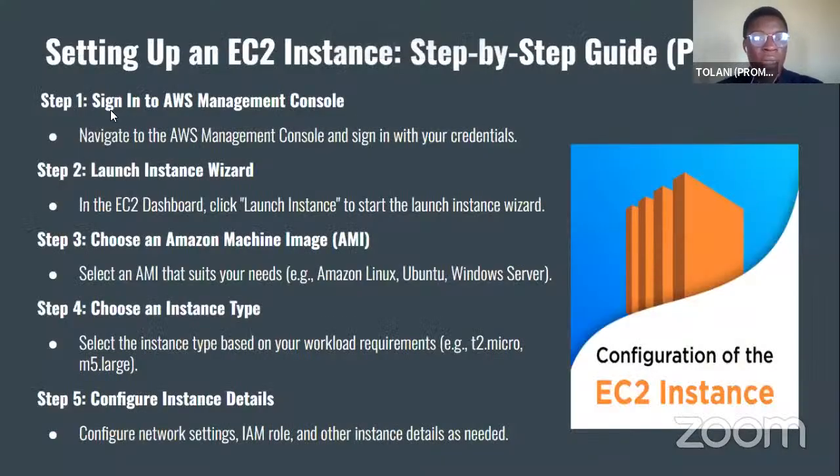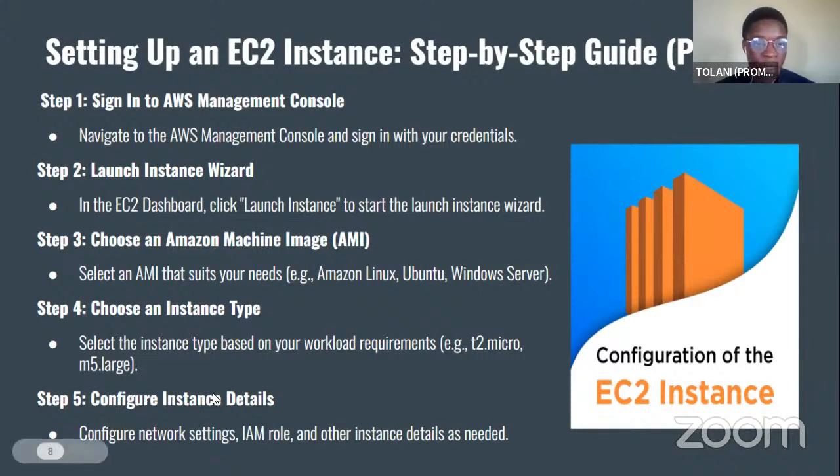Okay. So these are the steps I listed out here. I signed into my management console. I just did it just now, and I put my credentials. I went to my EC2 dashboard. Then I chose an Amazon image. I chose Ubuntu. I just did it now, and I chose an instance type. I chose T2 Micro because I'm not doing anything big. I'm just launching an instance, and that's all.